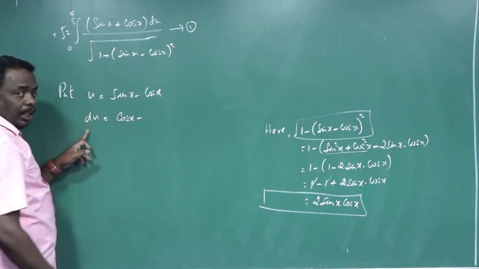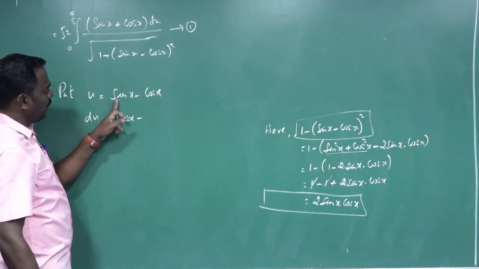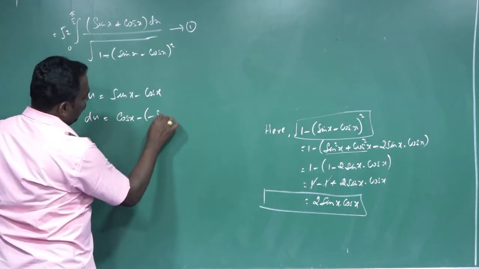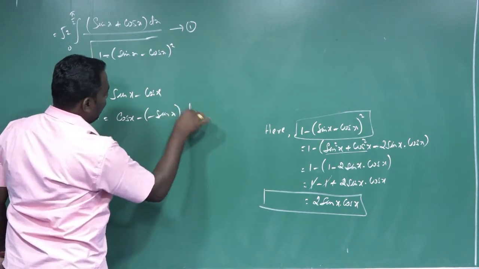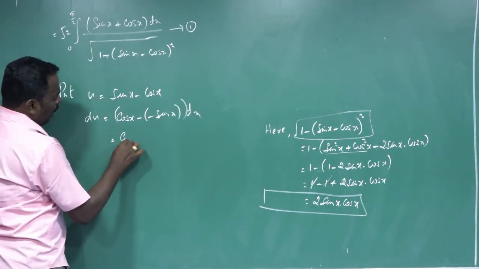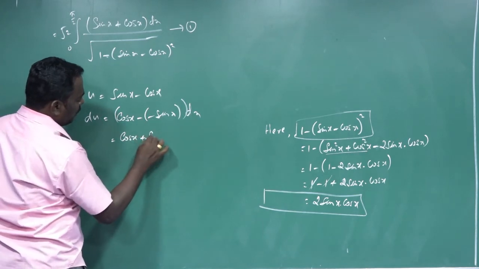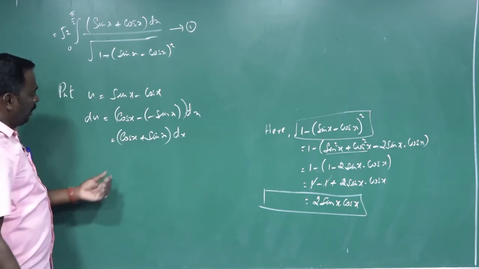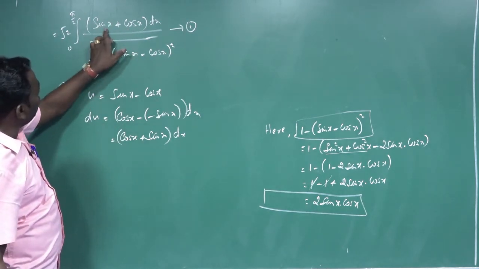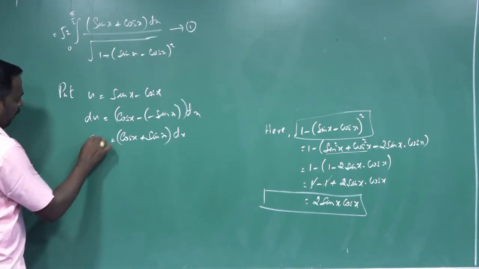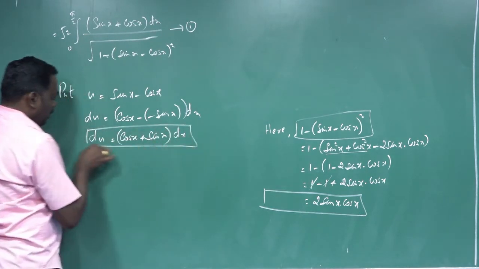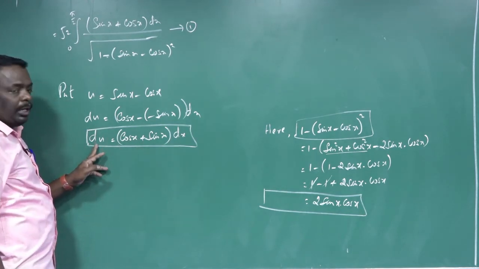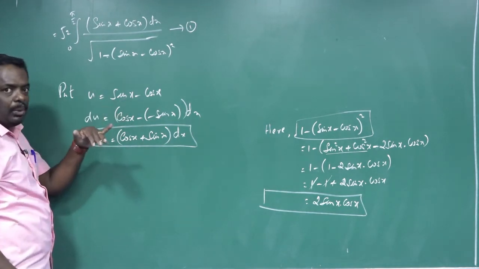Differentiation of u, du, is equal to cos x minus the differentiation of cos x, which is minus sin x, into dx. Now cos x minus minus becomes plus sin x into dx. Instead of the term sin x plus cos x dx, we want to replace it with du. Now the variable x is changing into the variable u.